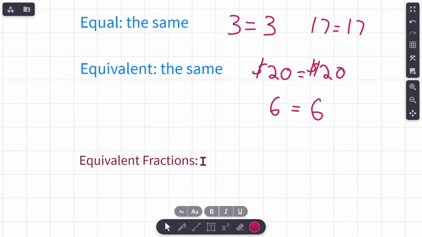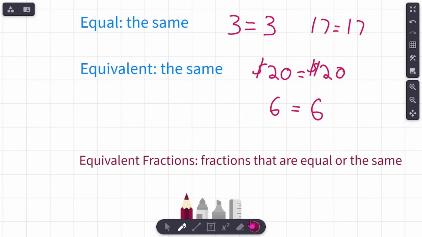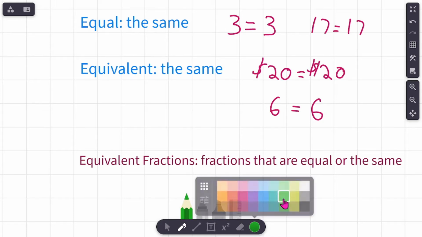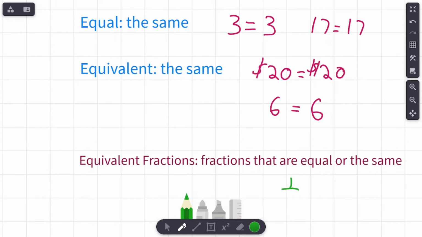There we go. Equivalent fractions means fractions that are equal or the same. Okay? Now, just a quick little example here for you before we dig into some other ones. What that means is, let's say you have the fraction 1/2. Well, 1/2 is equivalent or equal to 1/2. These are the same. Those fractions are equal to each other.